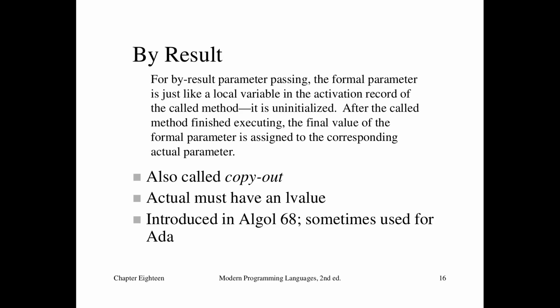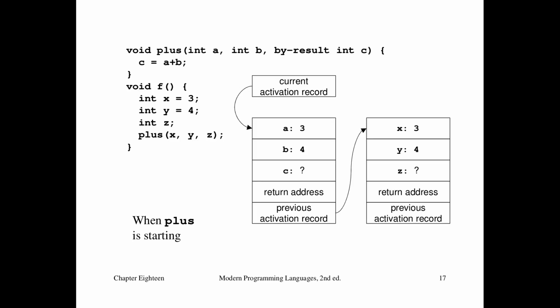This was originally introduced back in Algol 68, and it was sometimes used in Ada, but in reality, almost nowhere uses this. What we do have, so if we were to create this and we have some fictionalized by result keyword up here in the plus method, which is just indicating that the type of parameter is a by result parameter. So if we had this, essentially, when we make this call in F, we have three values, X, Y, and Z. Z is not initialized. Z is going to be the storage location for the by result from the plus method.